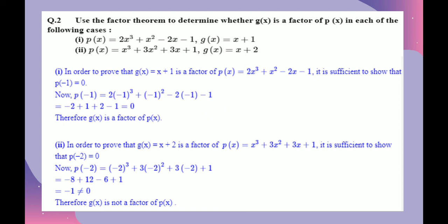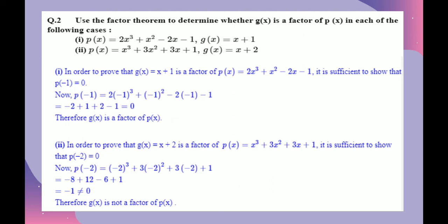Then 2 multiply (minus 1) raised to the power 3 is equal to minus 2. Then (minus 1) raised to the power 2 is equal to plus 1. Minus 2 multiply minus 1 is equal to plus 2. Then minus 1, and on solving this we will get 0. Therefore, g(x) is a factor of p(x).